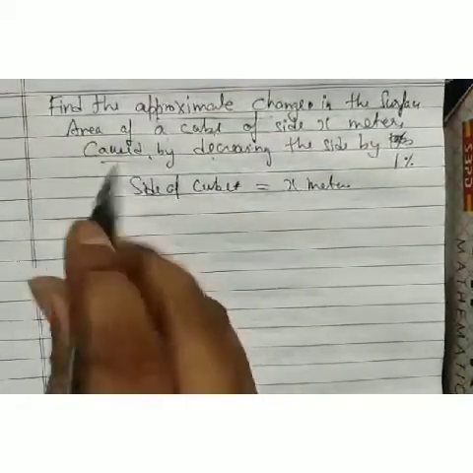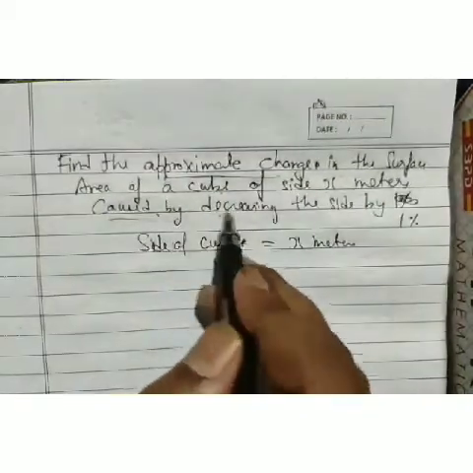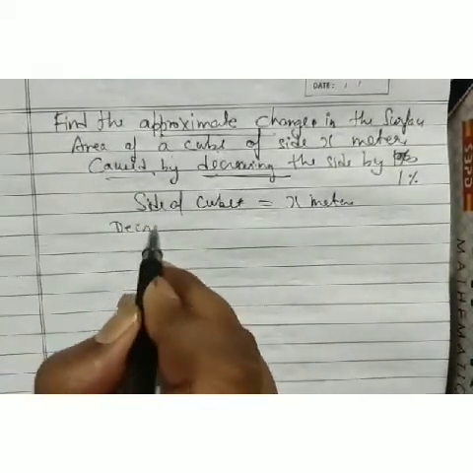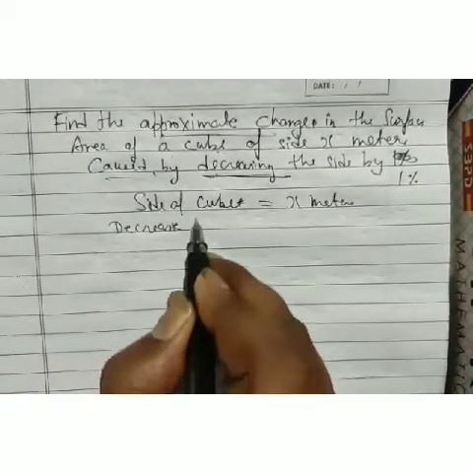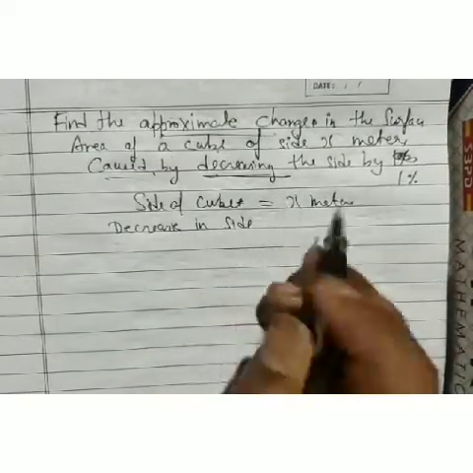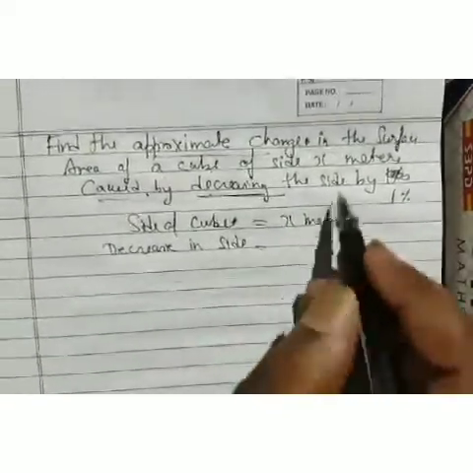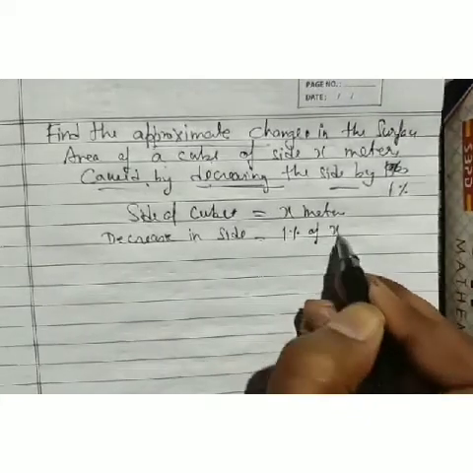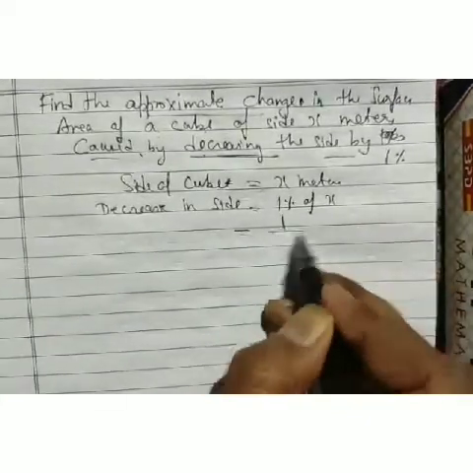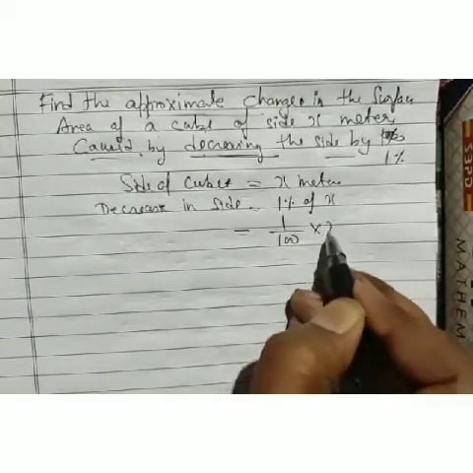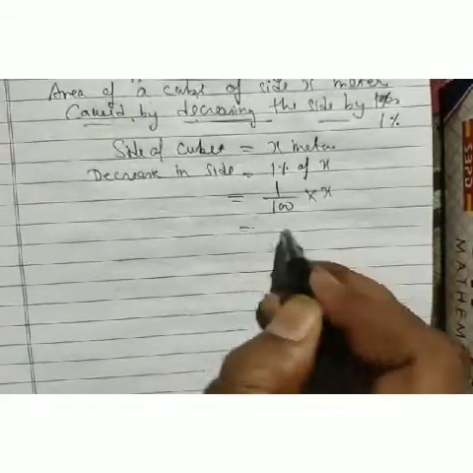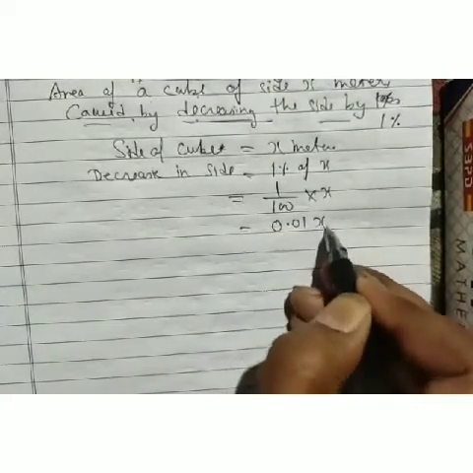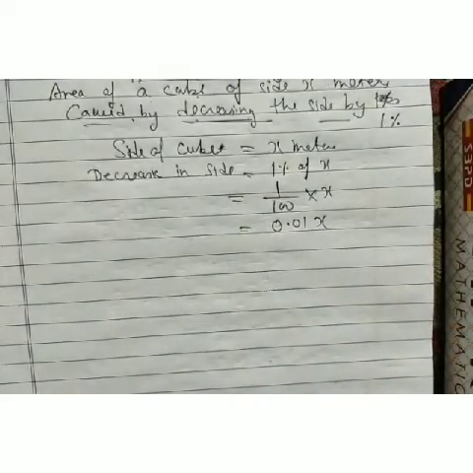Then what is given there? There is given a decrease in the side. It's a decrease in side by 1%, meaning 1% of x. What is 1% meaning? It means 1 by 100 of x. Then what do we get here? We get 0.01 x. Now it's our decrease.